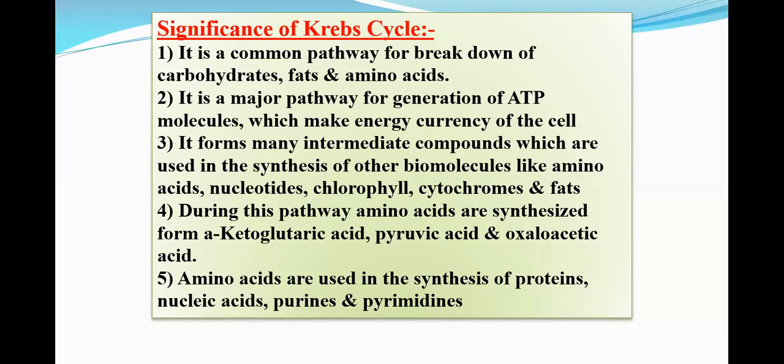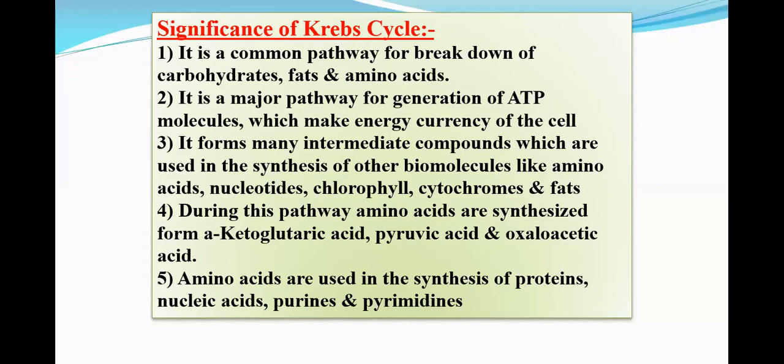Then it forms so many intermediate compounds, the different variety of organic acids which are produced, and they will be used for synthesis of other biomolecules like amino acid, like nucleotide, like chlorophyll, the cytochromes, and even the fat. So all the organic acids which are produced as intermediate compounds can be used in other biosynthetic pathways.